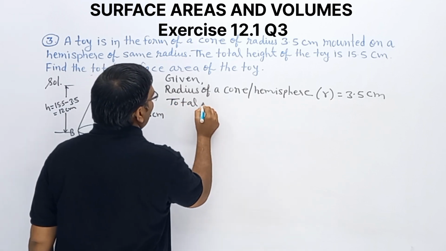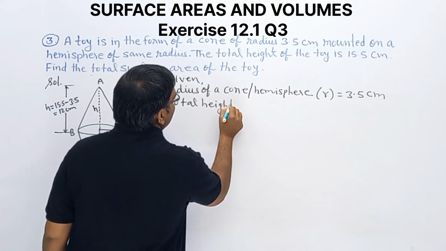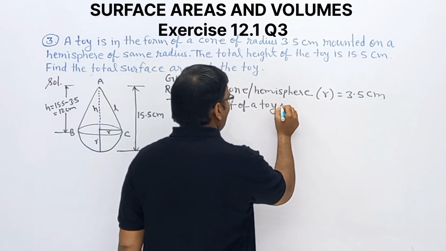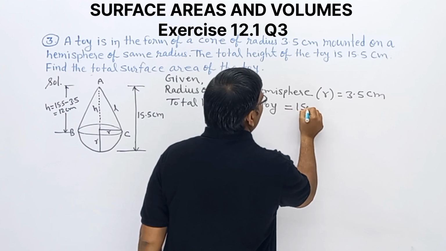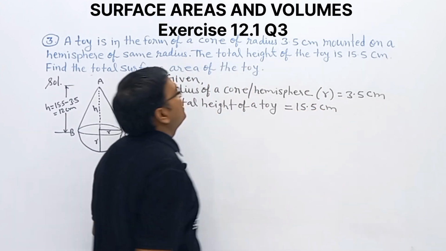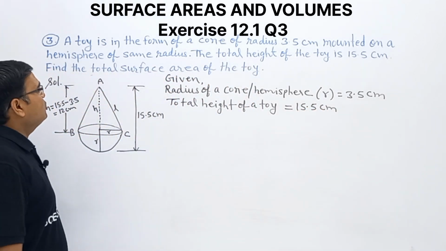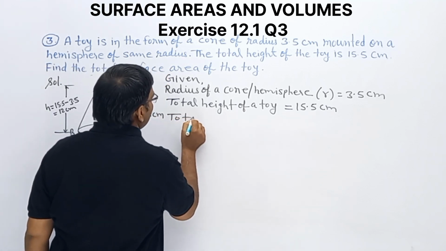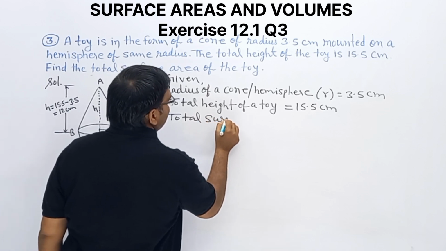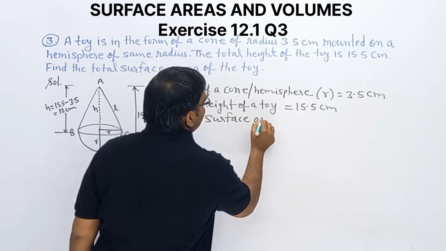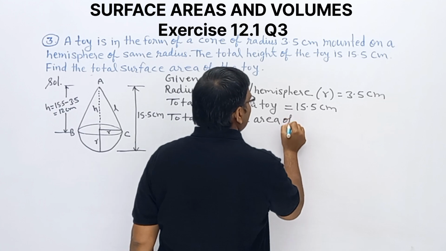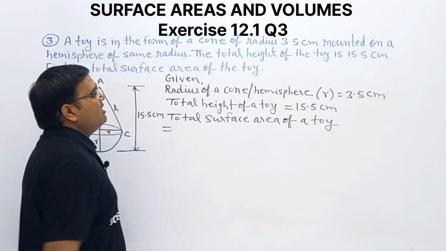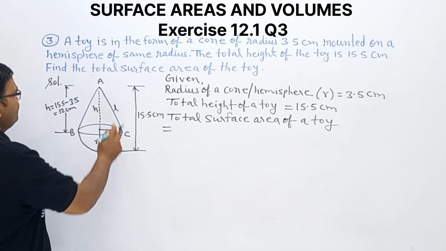Now, total height of a toy. Another thing we have is the total height of a toy, which equals 15.5 centimeter. Two things we have in the question. We require the total surface area of the toy. The total surface area of the toy we want.